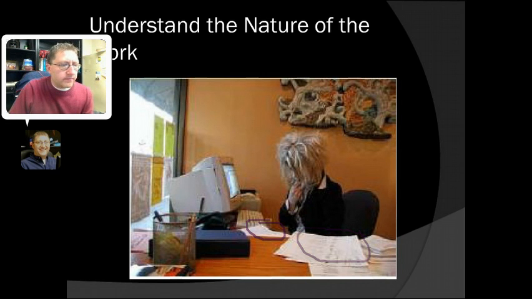So see if you can think about the nature of the work, because understanding what the work is really the only way to make sure that the job is designed, I should say, for the worker. So you have to assess what work is being performed.